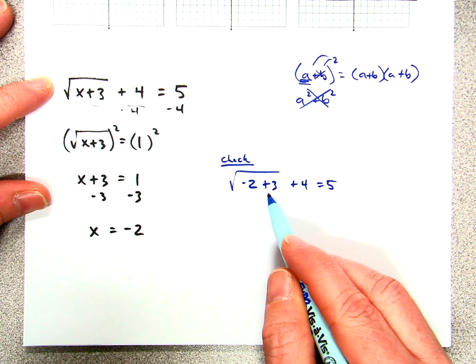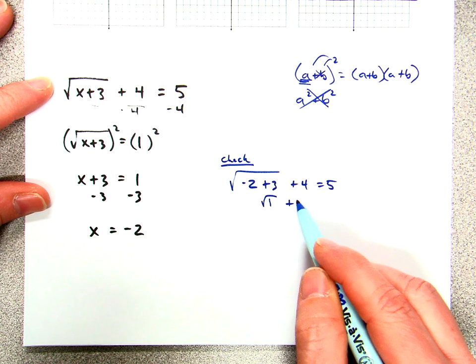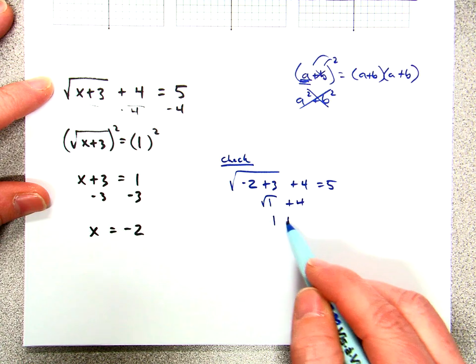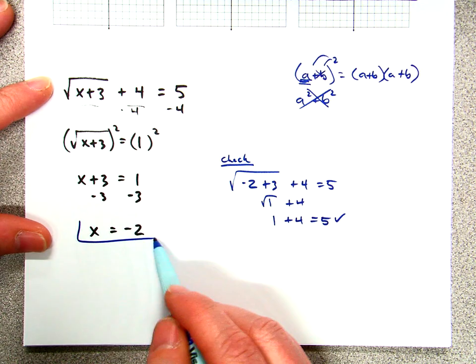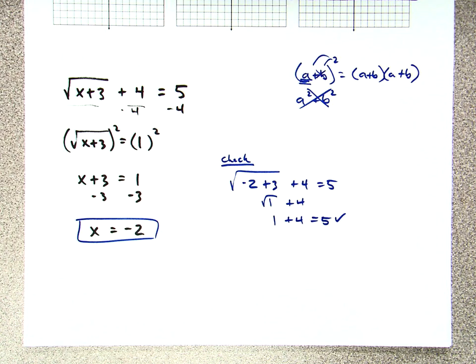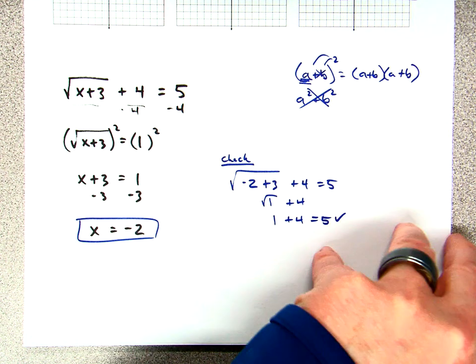So what do we got? Negative 2 plus 3 is 1. Square root of 1 is 1, and 1 plus 4 does equal 5. So this is a real solution. And it's the only feasible solution because that's what we got, so we know there are no other ones available. All right, let's try another one.